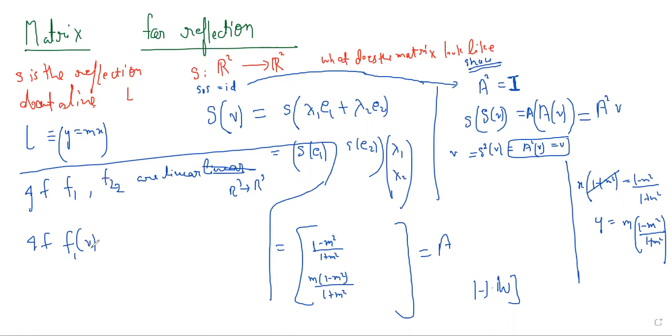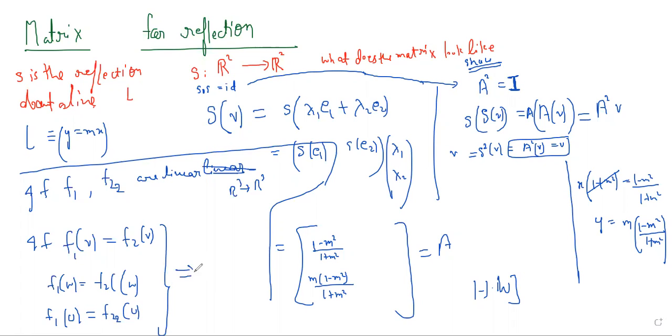Then if F1V is equal to F2V, and F1W is equal to F2W, and if F1U is equal to F2U, then this is a question. Does it imply that F1 equals F2? You see, the answer is certainly yes.